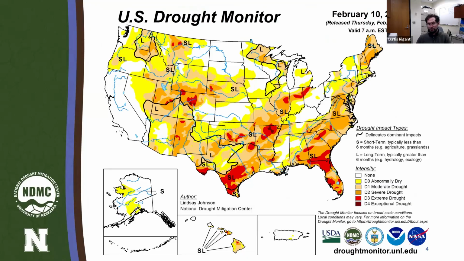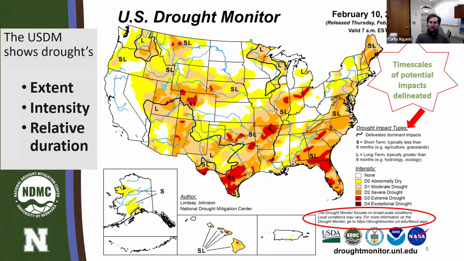As we move forward into the present day, this is what the current drought monitor map, which has been around since the year 2000, will look like. You can find this on droughtmonitor.unl.edu, which is the primary way to find it. If you just Google US Drought Monitor, you will find it there too, from several different sources. Again, the primary one is droughtmonitor.unl.edu.